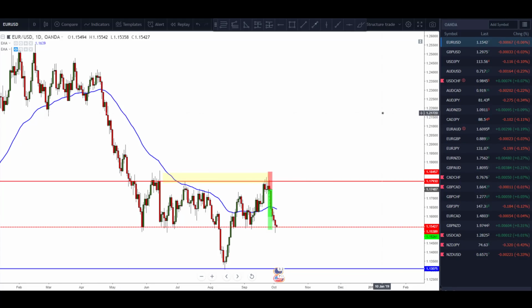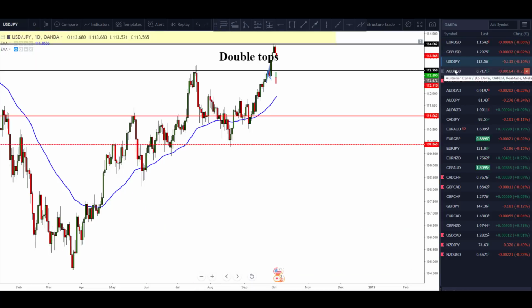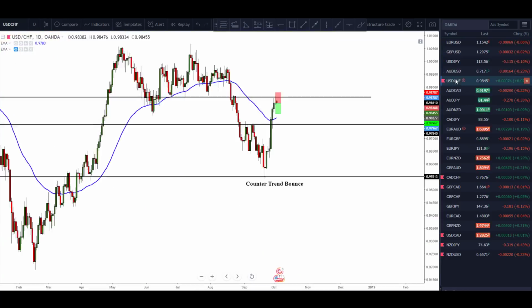We're also going to be taking a look at the rest of the top 5 major pairs. We'll do our analysis on the pound dollar, the dollar yen, the Aussie dollar, and the dollar Swiss. We'll show you guys what we're looking for and what we're expecting out of each of these pairs. More importantly, we'll be showing you how we're making these predictions.